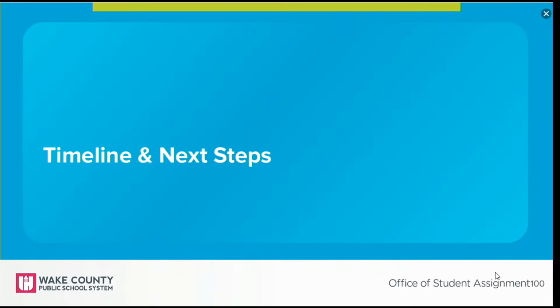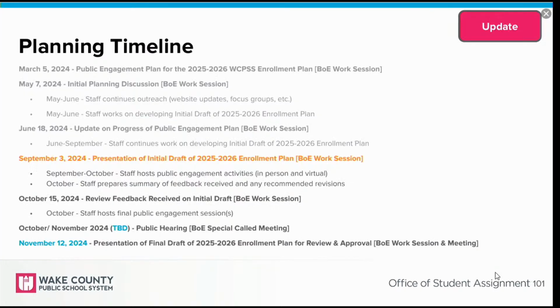So where do we go from here? As a reminder, we've already done quite a bit of work to get to this point. In March and May and June, we came and had public conversations with you about various aspects of the planning process for student seats, in addition to all the presentations you've had from our long-range planning and facilities design and construction teams to get to this point. So from here, we will start hosting our public engagement activities.